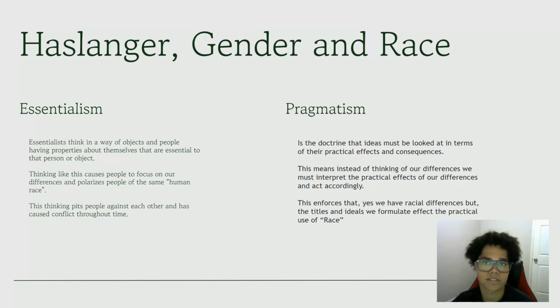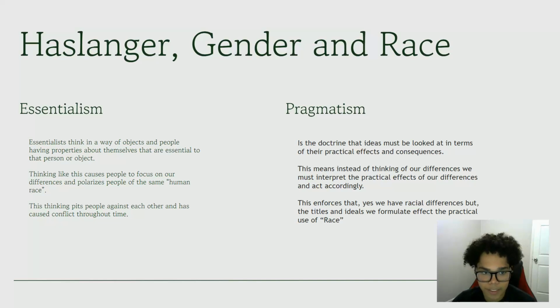Next, we have Haslanger, gender and race. First, the main idea about this text is the thought of essentialism versus pragmatism. It's two different ways of thinking. I want to give a little introduction to that first. So, essentialists think that people and objects have properties about themselves that are essential to making that person or object. Thinking like this causes people to focus on our differences.